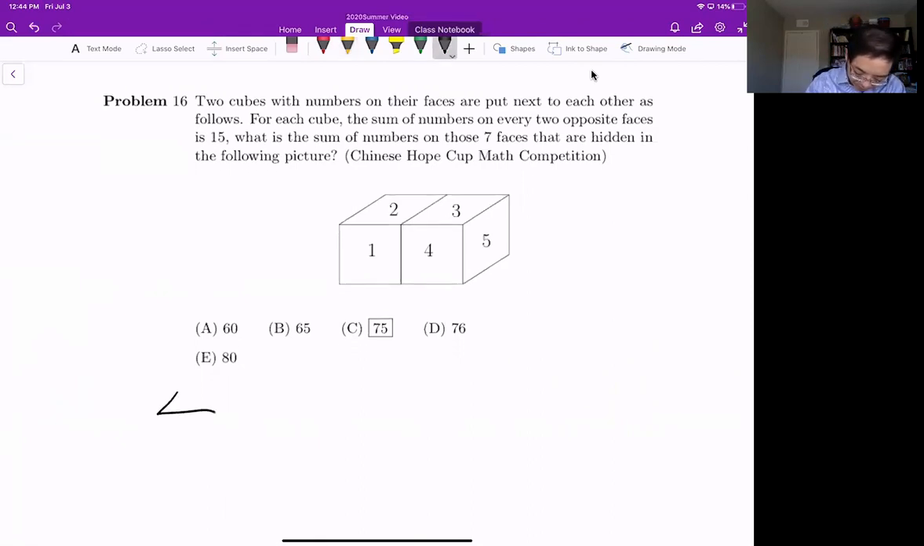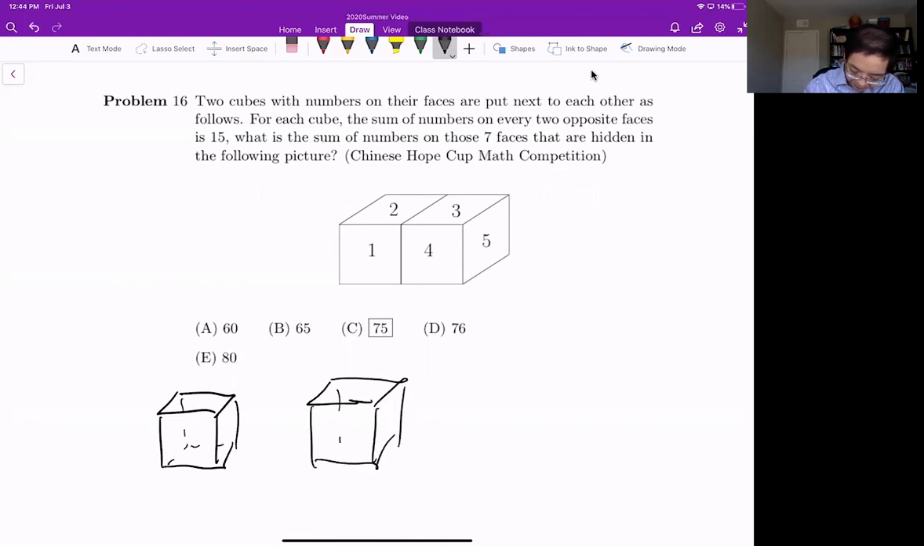So what we do is let's separate these 2 cubes. So this one is 3, and this is 4, and this is 5, and this is 2, and this is 1. Then we can figure out, because they add up to 15, this one will be 12, and this will be 10, and the one on the very back will be 11. For this it will be 13, and the one on the back will be 14. There are 2 faces which we don't know, so this is a question mark, and this is a question mark.